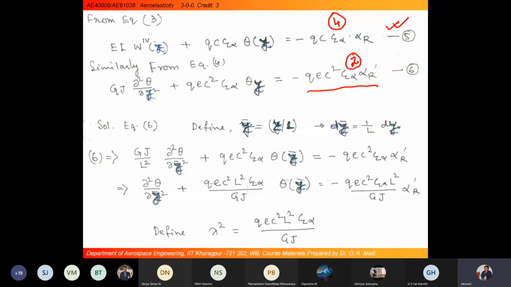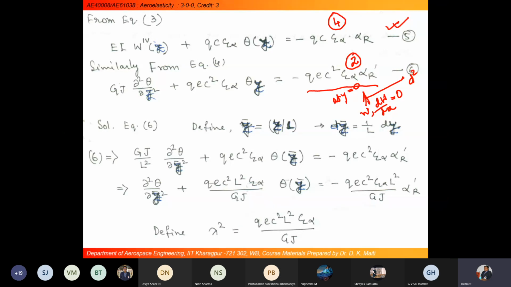So, what are those boundary conditions for the beam bending equation? Suppose we are considering a cantilever beam, then the boundary conditions are like this: at y equal to 0, I will have w and dw by dx equal to 0, and at the free end, we will be substituting the force boundary conditions. The bending moment and shear force both will be 0 at the free end.